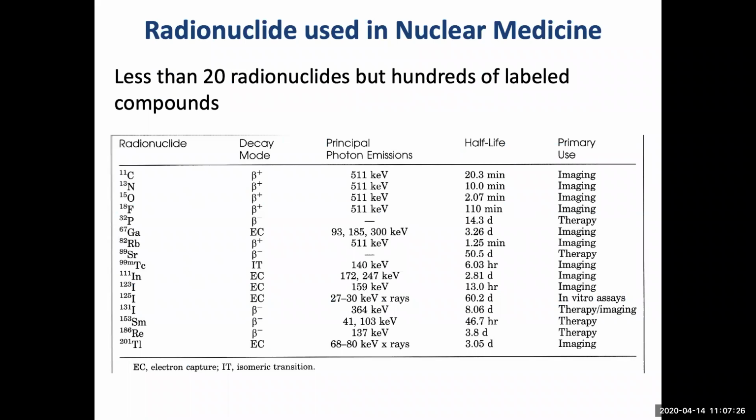These are some of the radionuclides used in the nuclear medicine department. We have about 20 radionuclides, but we have hundreds of labeled compounds. Technetium can be labeled with tens of compounds, as we say, technetium-99m DTPA, maybe MIBI, HMPAO, and so on.